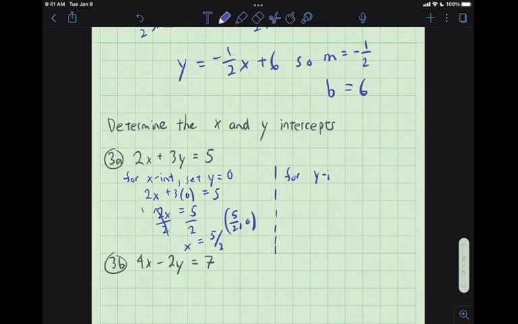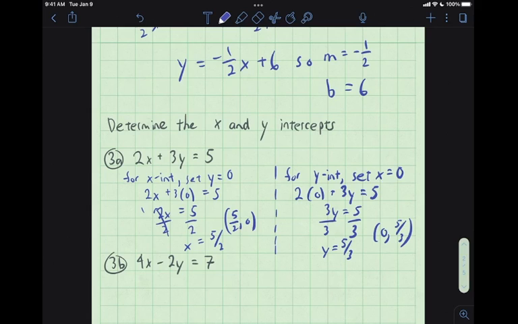For the y-intercept, we need to set x equal to 0. So that's 2 times 0 plus 3y = 5. 3y = 5. Solve this small equation. You get that your y-intercept is 5/3. And that point looks like this, okay?